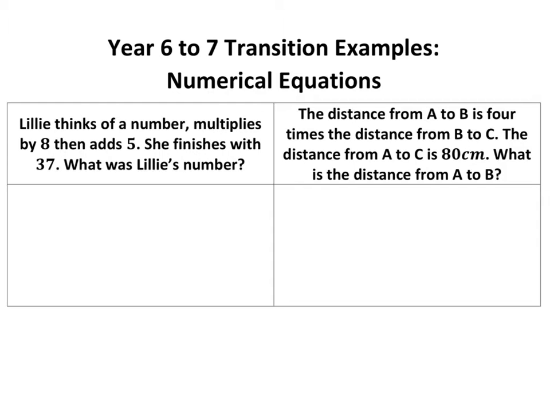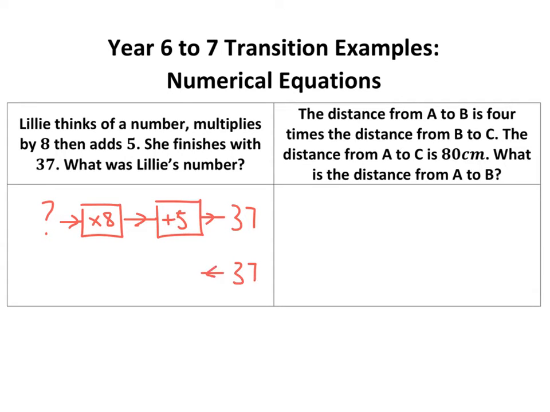So essentially Lily's number is here, alright, she multiplies by 8, okay, and then she adds 5, and you've probably seen one of these, a number machine. Alright, and she ends up with 37. So if I'm working back the other way, I'm going to do the opposite. So I need to take away 5 at this point. I need to divide by 8 at this point. And so we get 37 minus 5 is 32, divided by 8, we get 4.